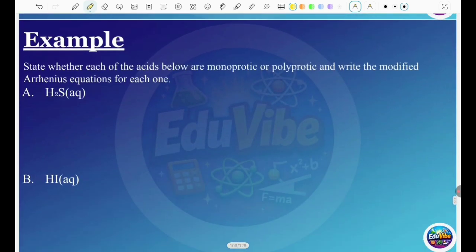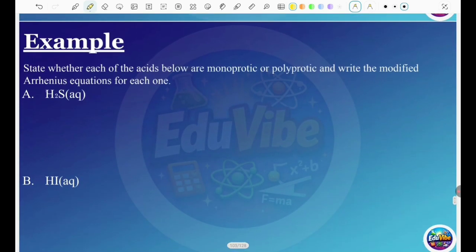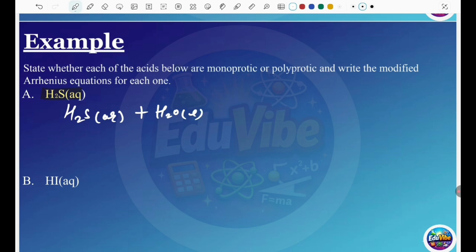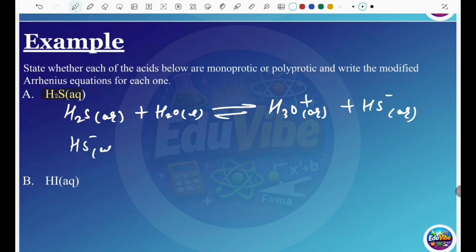So how can we deal with this? We have H2S. We can write this with water first. H2S aqueous reacts with water. This is a weak acid. So we get the hydronium ion plus HS negative. In this, we have to get rid of this hydrogen because this is the acid hydrogen. So we have to do the next step.